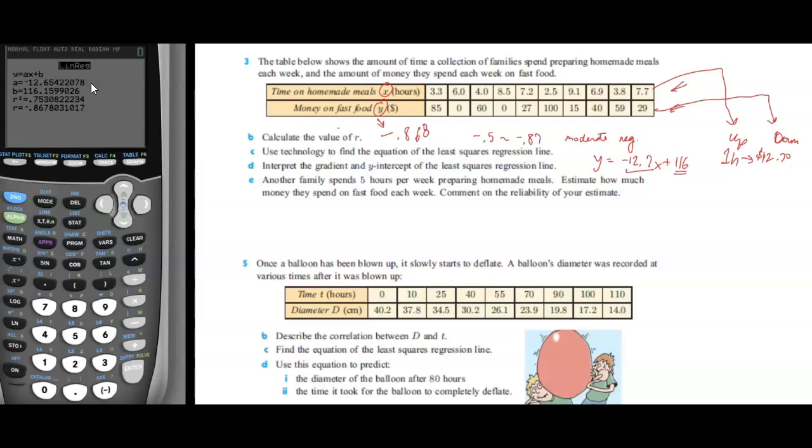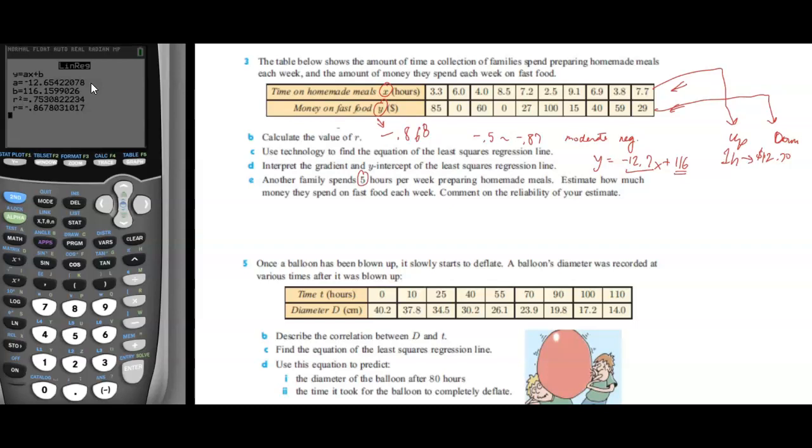Another family spends 5 hours per week preparing homemade meals. Estimate how much money they spend on fast food each week. Comment on the reliability of your estimate. Okay, so here they're giving us a value, 5. Do we put that in for the x or do we put that in for the y?